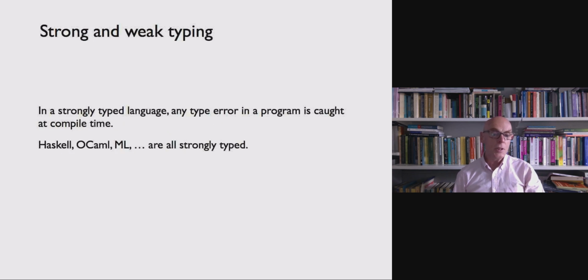So it's possible, and some languages support this, to make sure that any type error that a program contains is caught at compile time. We don't have to run the program in order to find the error. And many functional programming languages, Haskell, OCaml, ML, F#, are strongly typed in this sense. Type errors are caught at compile time without running the program.